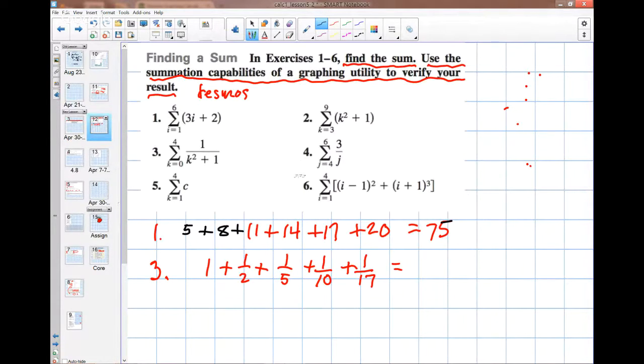And I don't want to take the time right now, but you can actually, this is what? 1 plus 0.5 plus 0.2 plus 0.1. And 1/17 is, you can actually do that. Anyway, the whole thing turns out to be 1.8588. Let's check it in Desmos.